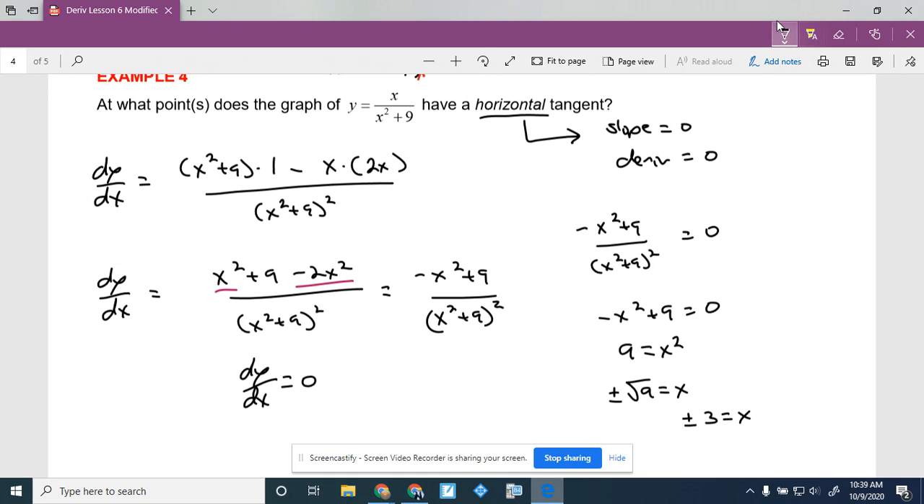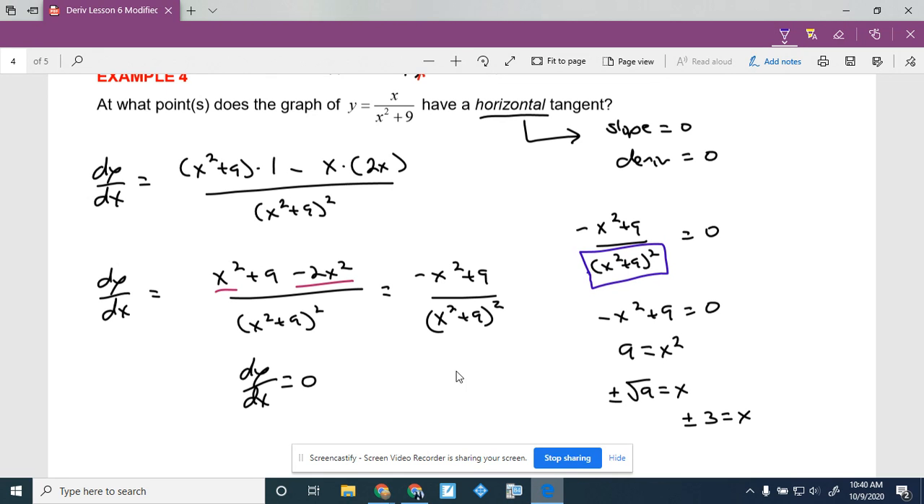Now I really have to check and make sure that they also don't make the denominator 0, because that's undefined. But 3 and negative 3 are not making the bottom 0 because I'm squaring them. So that's positive. And then I'm adding 9. So that's positive. And then I'm squaring it. So it's even more positive, right? So even if x was 0, I'm still adding 9. So I'm never going to get 0 in the denominator. So both of these values are good. They'll just make the numerator 0, which means they're two x values where the tangent line is horizontal.